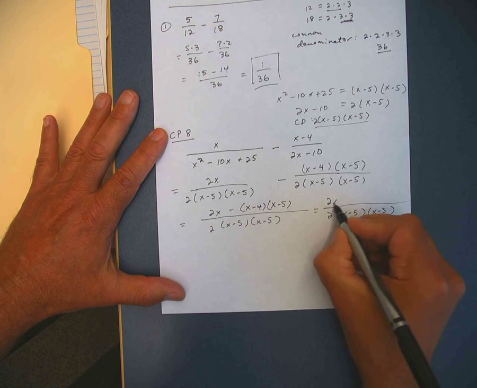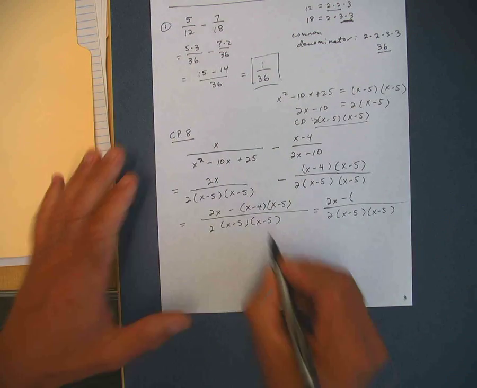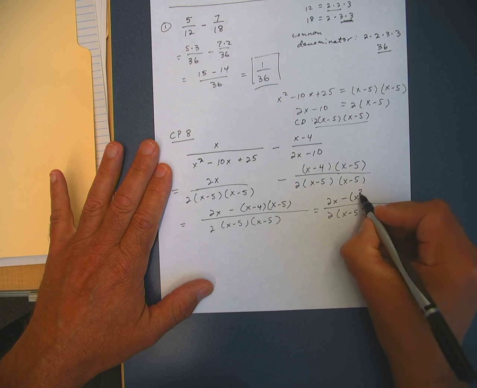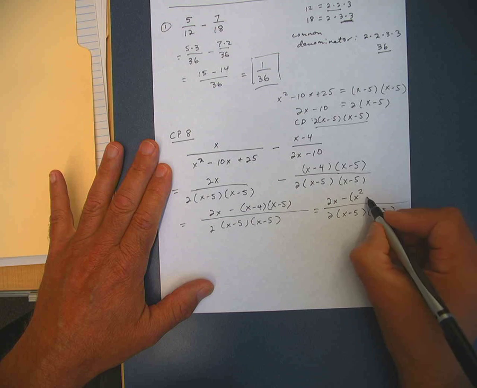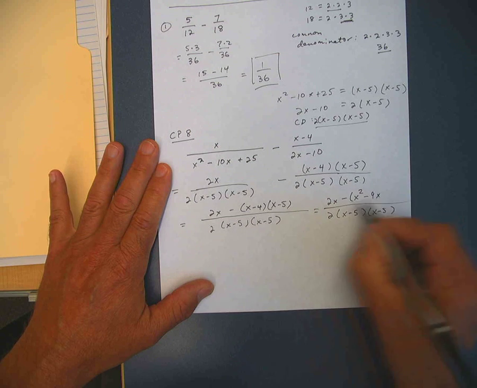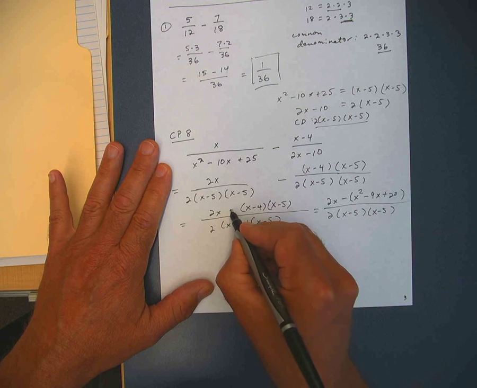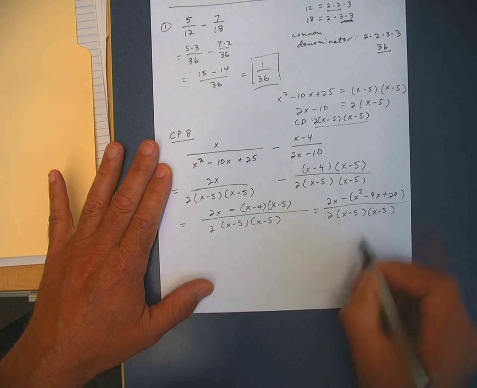I'll have 2x. Let's multiply this out with FOIL. I'm going to have minus. And you could take this off to the side and do it, but I'm going to do it in my head. I'm going to get x squared. You're going to have a minus 4x minus 5x. We'll have minus 9x. And then we'll have plus 20. And notice that I left the parentheses around that. You have to be careful here that you subtract this entire thing and not just the first term.